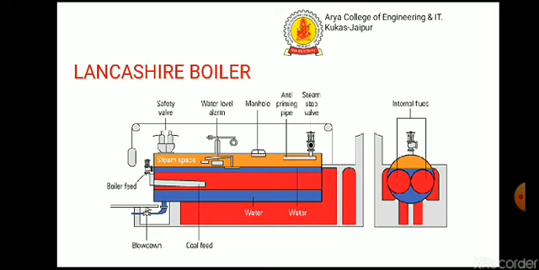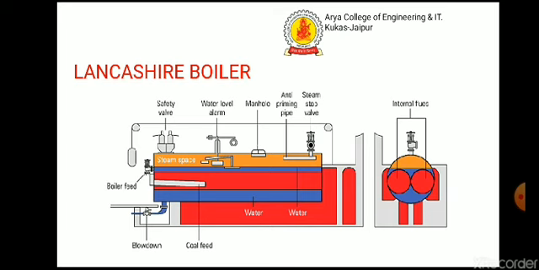Now, accessories of Lancashire boiler. Economizer. It is a mechanical device which is used as a heat exchanger in a steam power plant. It is used to preheat the fluid or water by taking the residual heat from the combustion products, the flue gases. It is installed to increase the efficiency of the boiler in the power plant.